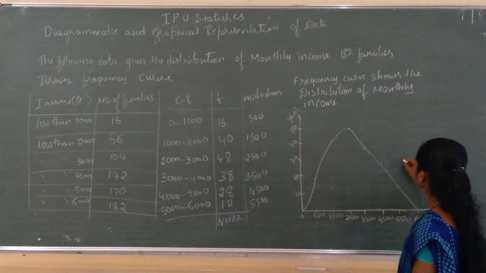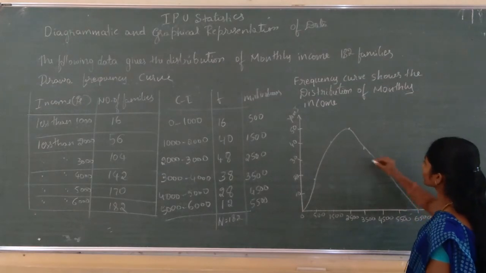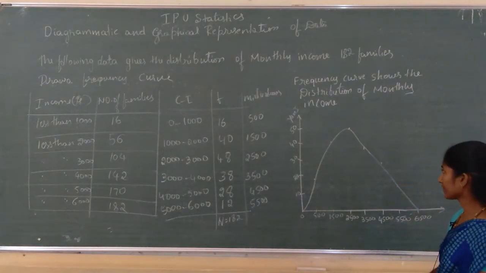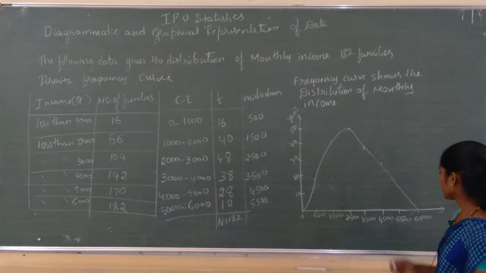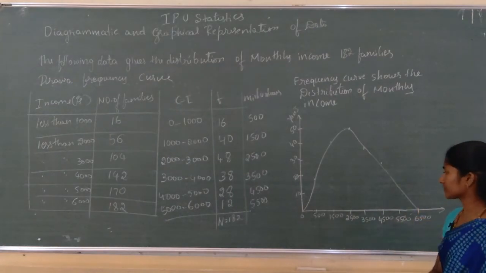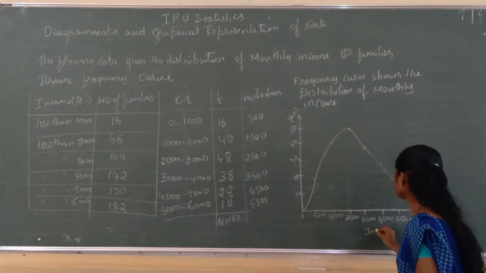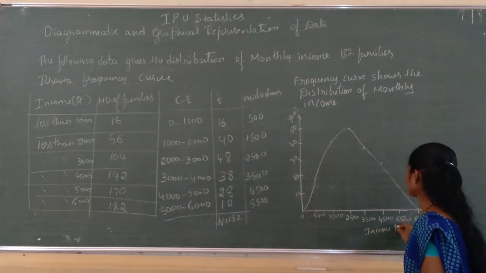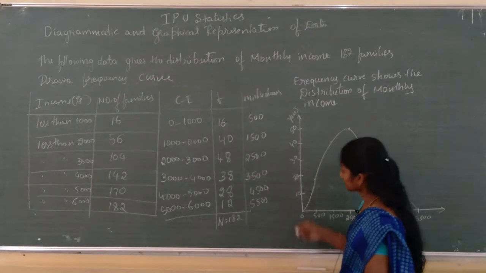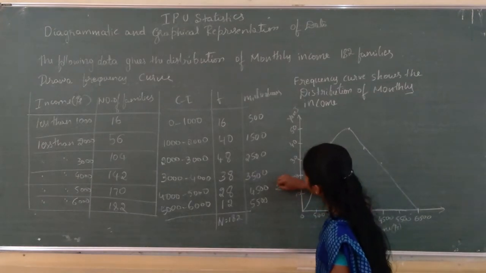This is the frequency curve. No need to write anything more because only one diagram is given, that means one curve is given. Like this way. Here income, which is given in rupees. Next, here this is the number of families.